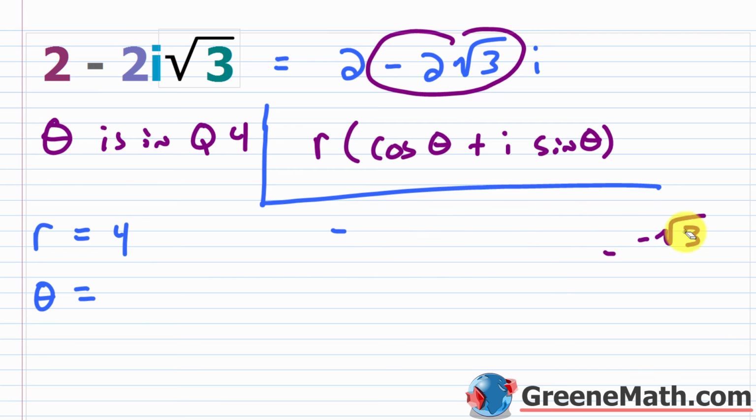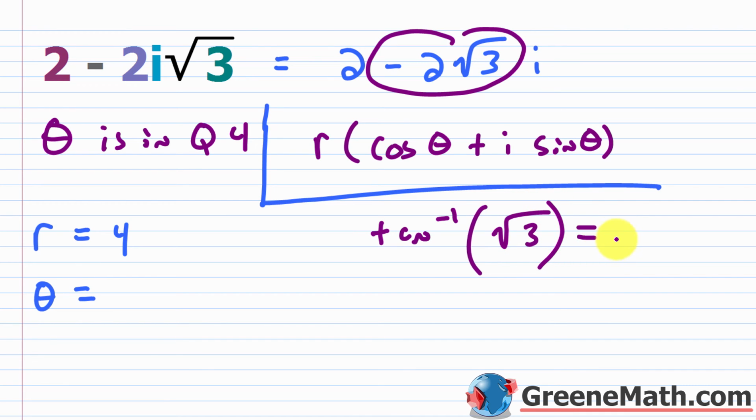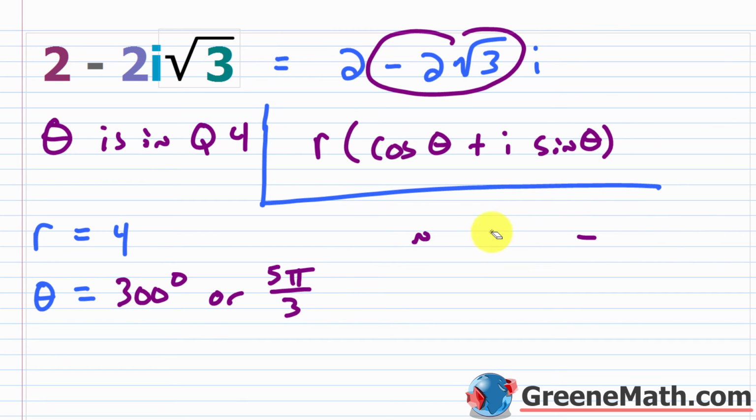So what I'm going to do is I'm going to say that I want the tangent inverse of the square root of 3. And this is going to give me 60 degrees, okay? This is going to be my reference angle, and I'm going to be in quadrant 4, okay? Remember, we figured out we're in quadrant 4 for this reason. So in quadrant 4, if I had an angle with a reference angle of 60 degrees, to find that I would do 360 degrees minus 60 degrees, which gives me 300 degrees, or in terms of radians, it would be 5 pi over 3.